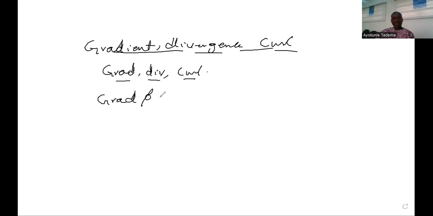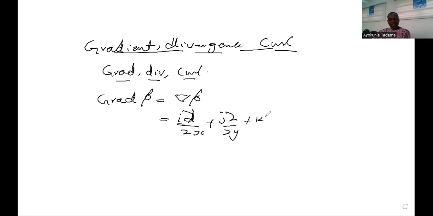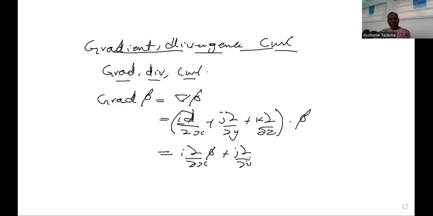Now, given a scalar function phi, if you are asked to find grad phi, grad of phi is always equal to nabla phi. And nabla is defined by i ∂/∂x plus j ∂/∂y plus k ∂/∂z. When you apply it to phi, you have i ∂phi/∂x plus j ∂phi/∂y plus k ∂phi/∂z.